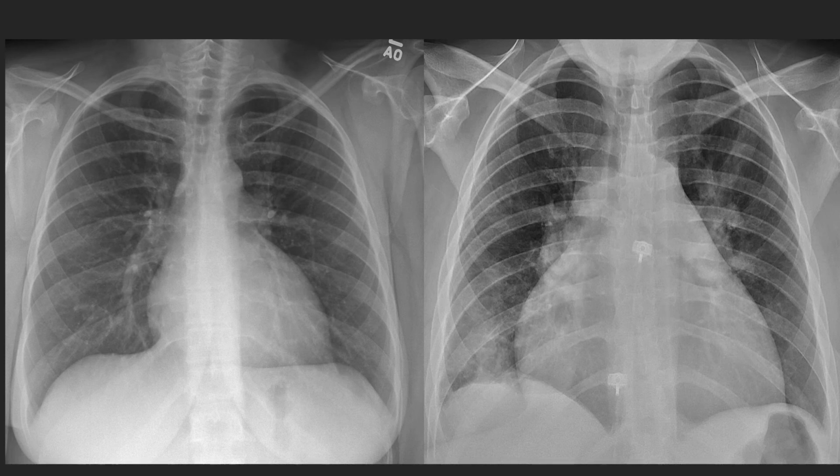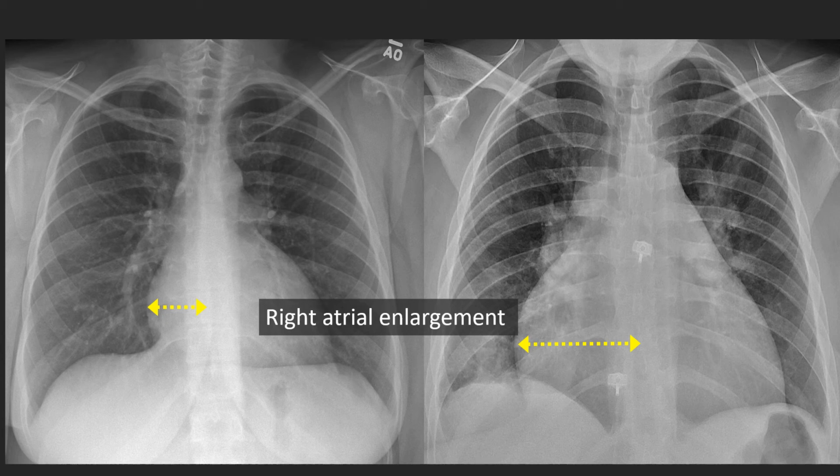On the left is a normal chest x-ray, and on the right someone with right heart enlargement. Notice the prominent and elongated right heart border when compared to the normal side. As the right heart border becomes enlarged, it progressively moves further and further lateral from midline. This represents right atrial enlargement.